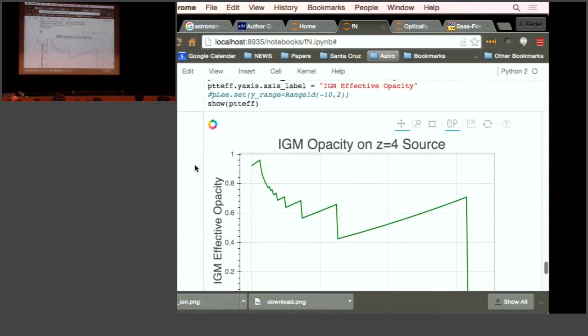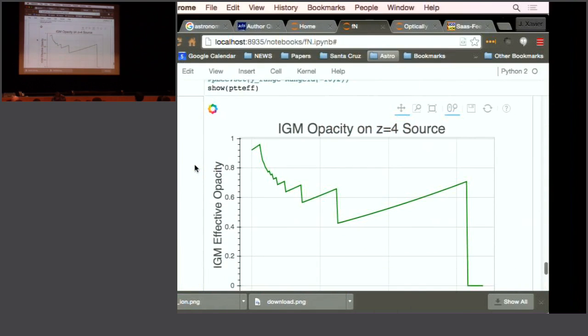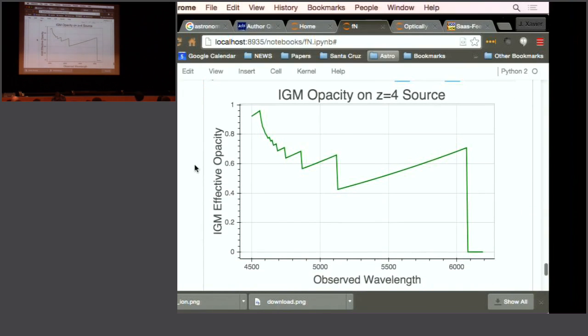Okay, so adding up the various opacities, we see this curve. This is for a source at redshift 4. There's no opacity from the intergalactic medium beyond Lyman-alpha of the source, so 0 opacity here. Then immediately Lyman-alpha takes over and the opacity decreases as you head towards lower wavelength, lower redshift, due to the fact that the number density of lines is decreasing.